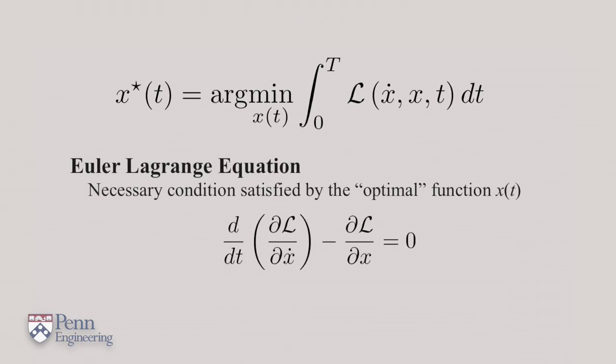Independent of the functional, the optimal curve must satisfy what are called Euler-Lagrange equations. These are necessary conditions that must be satisfied by this optimal function. The Euler-Lagrange equations involve partial derivatives and total derivatives. So you take the partial derivative of L with respect to x dot and the partial derivative of L with respect to x. You also need the total derivative with respect to time.